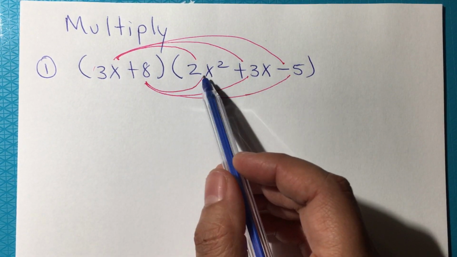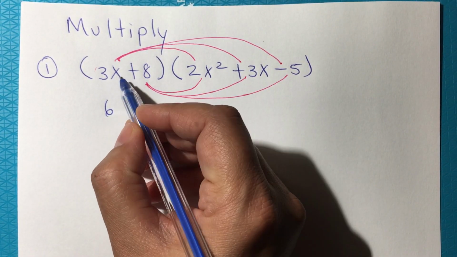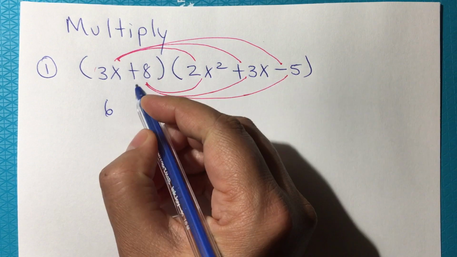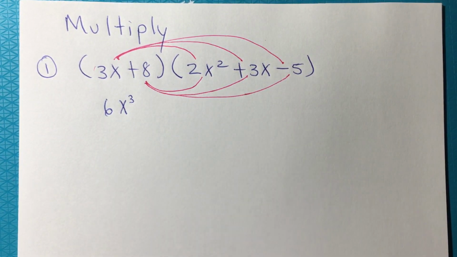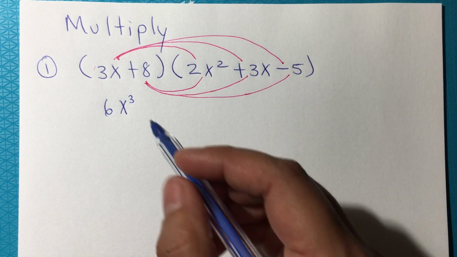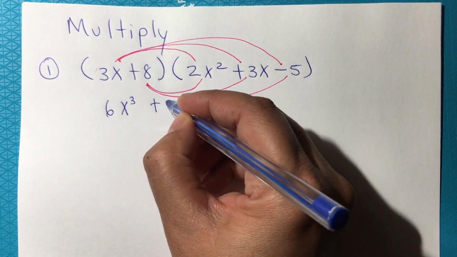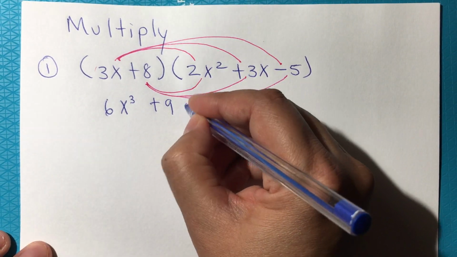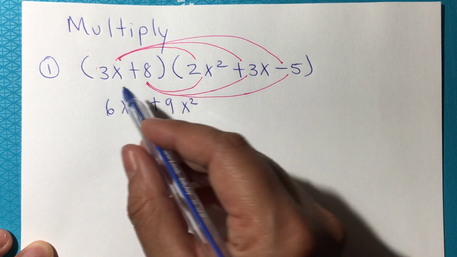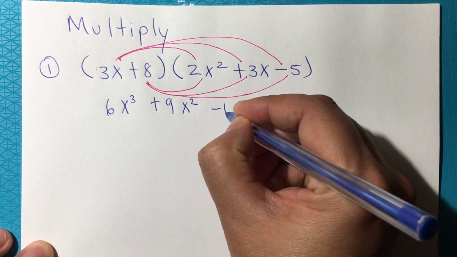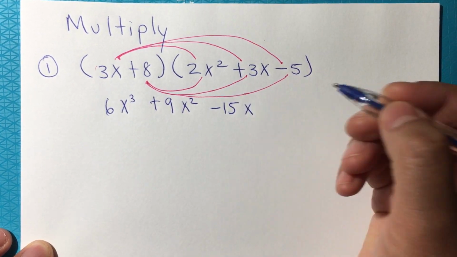So 3x times 2x squared, that will be 3 times 2 is 6. X times x squared is x to the third power. So in here, we already see that the exponent does change. Okay, 3x times 3x, that will be 3 times 3 is 9. And x times x is x squared. For the next one is 3x times negative 5. So 3 times negative 5 is negative 15. And we only have one x in here, but nothing in here. So you just bring it down.